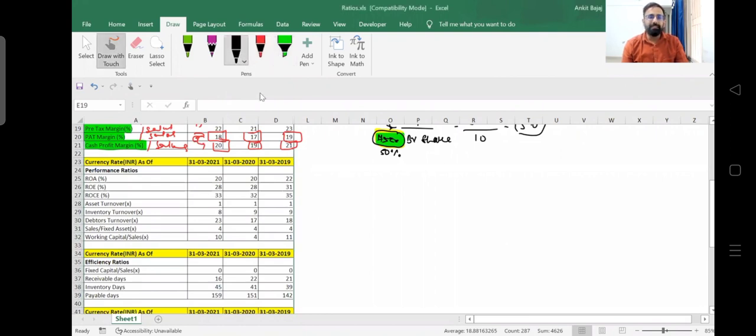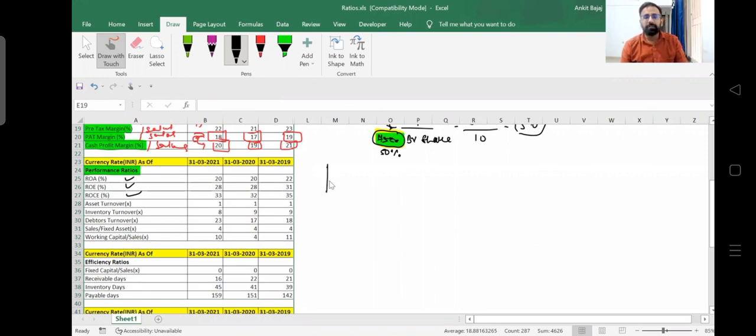So basically in these ratios we will check whether the money you have invested into your business is getting a proper return from that investment or not, right? So we will be discussing return on assets, return on equity, return on capital employed, and several other ratios, right?